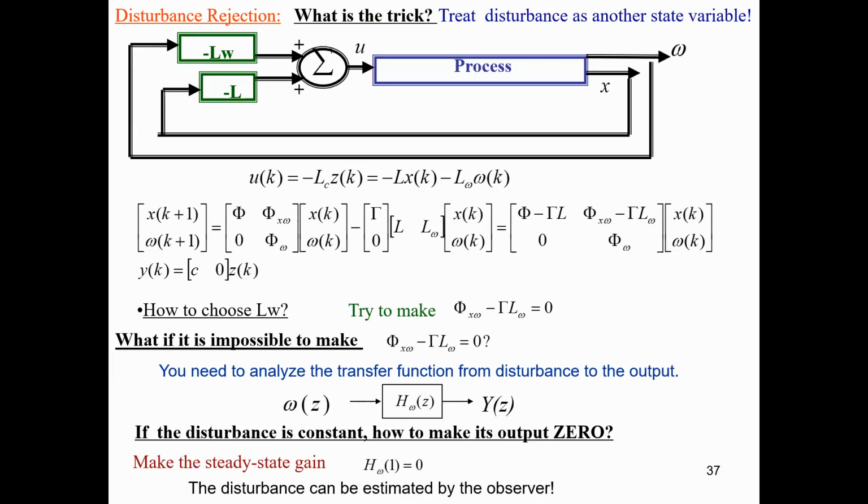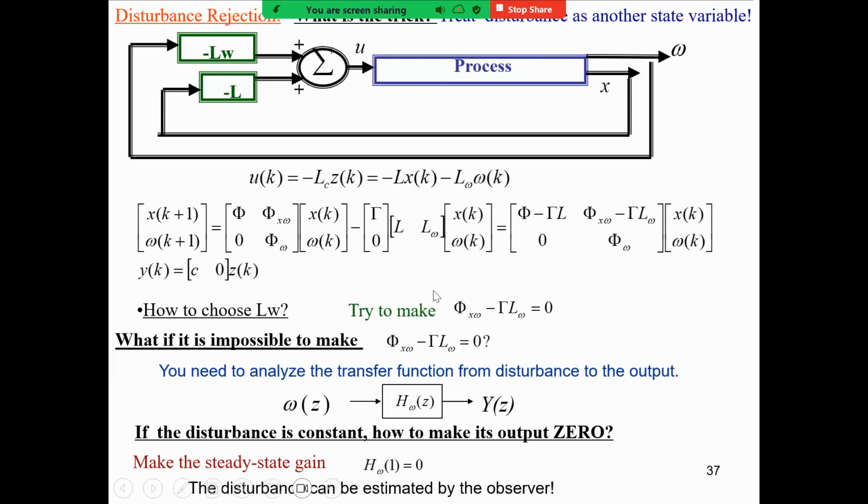Then we say, okay, this is the step when you know the state variables and the disturbance. Of course, in the real case you don't have those numbers available, so you have to build an observer to do it. You use the observer to estimate both the state and the disturbance.